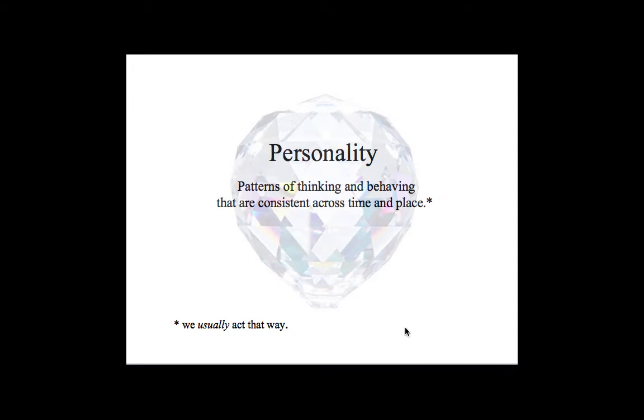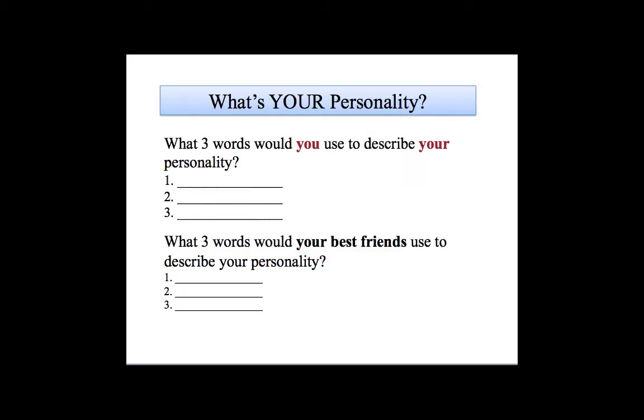So personality is defined as patterns of thinking and behaving that are consistent across time and place. And you really want to focus on this word patterns because we don't always behave in the same way. We usually act that way. So we have some common patterns of behavior, and there's really a range of patterns of behavior, right? So we have a range from our best to our worst, say. So let's just take a moment to anchor in to one way of thinking about personality. What are 3 words that you would use to describe your personality?